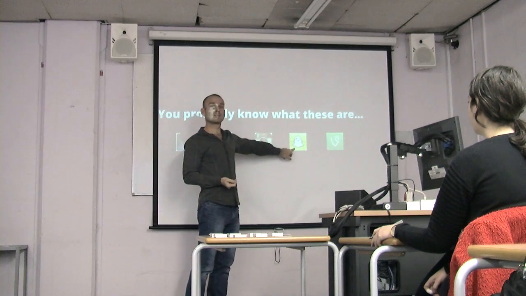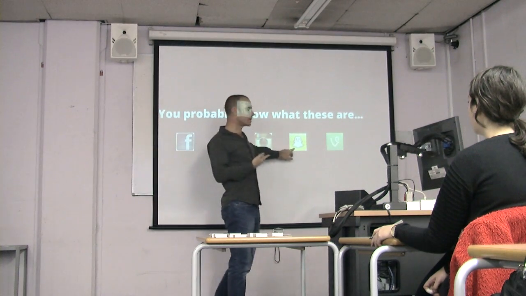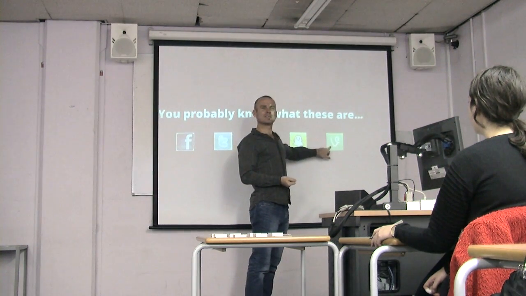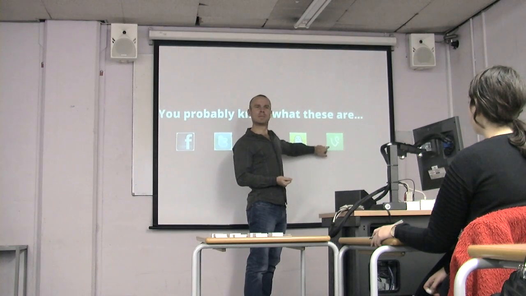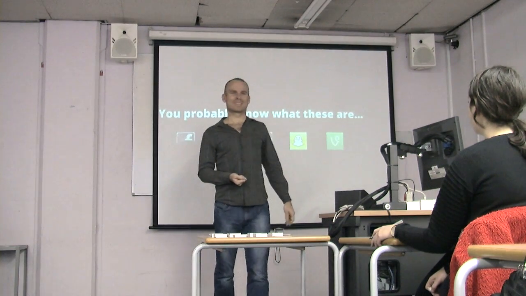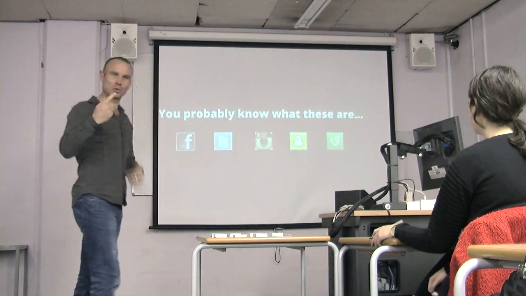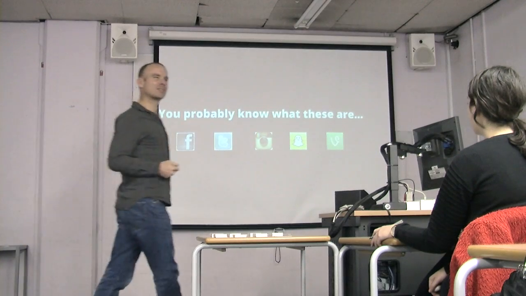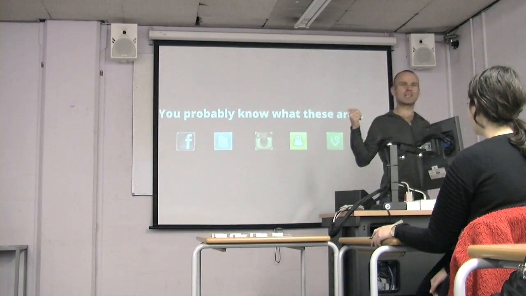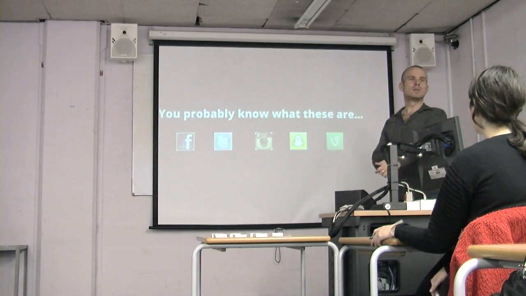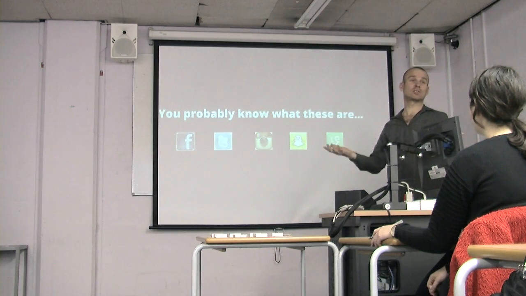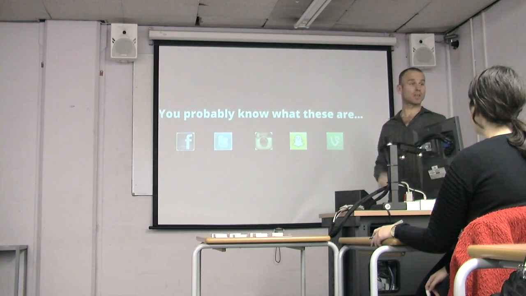Instagram. Snapchat, yeah, last time no one knew this one. Snapchat. Vine, yeah. What's Vine? It's like really short videos, 6-second videos. Yeah, like short looping videos. So what are they mostly used for? Social media, social networking. Yeah, exactly, socializing, some kind of social communication.